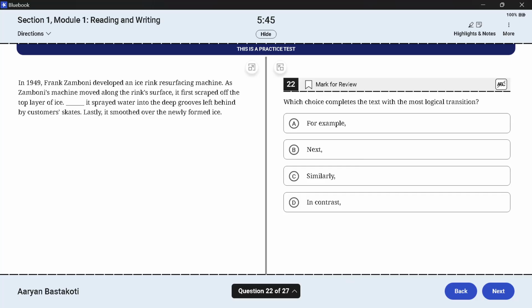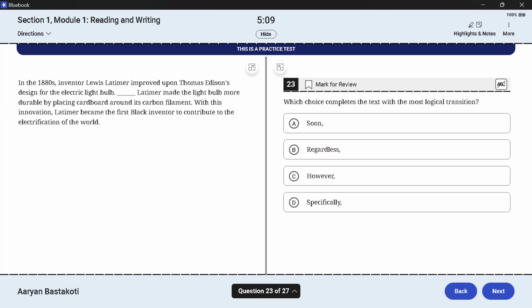In 1949, Frank Zamboni developed an ice rink resurfacing machine. As Zamboni's machine moved along the rink's surface, it first scraped off the top layer of ice. Then it spread water onto the deep grooves left behind by skaters' skates. Lastly, it smoothed over the newly formed ice. Similar to the previous question, this follows a pattern. First this happened, then this happened, then this happened. So next, next seems like the right answer.